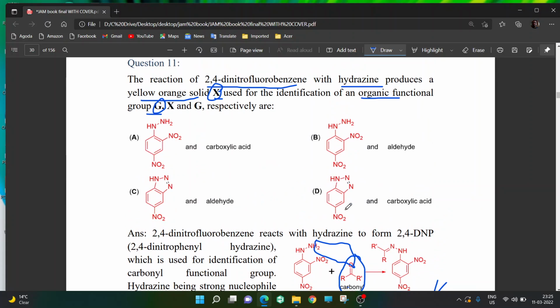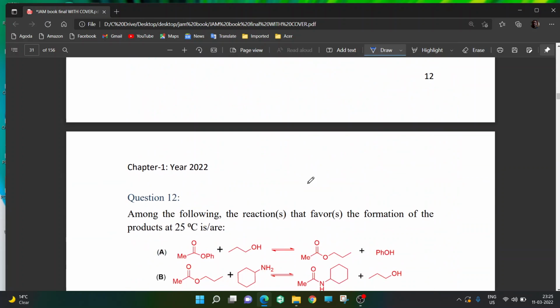So let us see the options. The options are X will be this compound, phenylhydrazine. So A and B are the possible choices, but at the end it is not carboxylic acid. The answer is aldehyde because aldehyde is a carbonyl compound. So our answer is option B. Let's move to the next question.